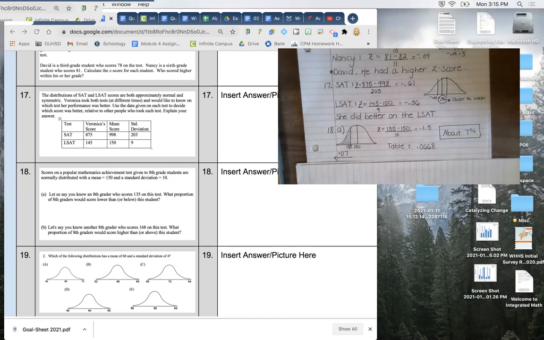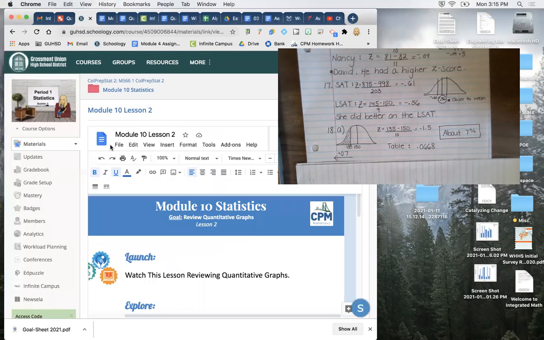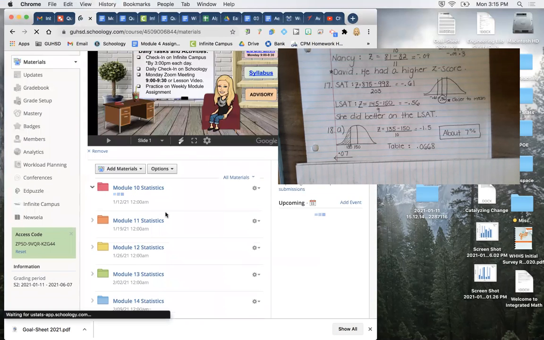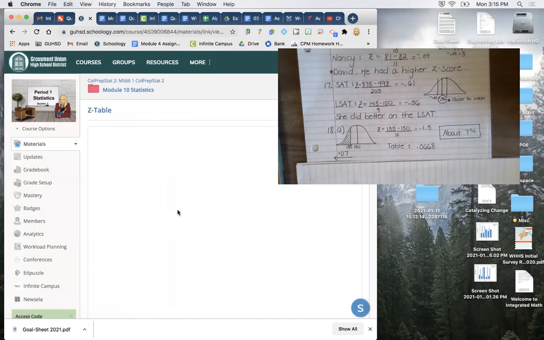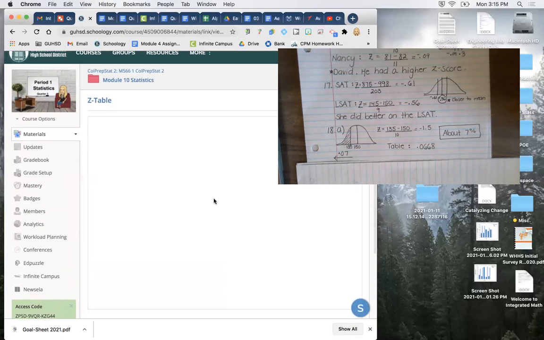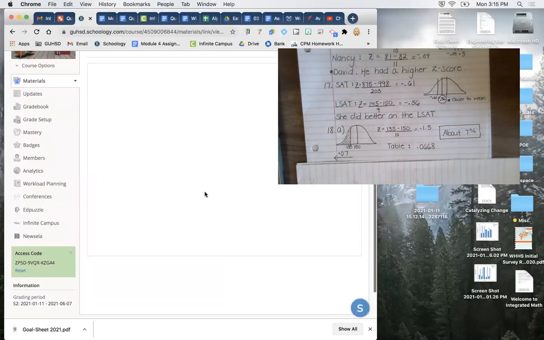So the way I'm getting this 7% is then I go to the table. Let me pull open the table for you really quick. I have put it down here for you to look at. So the Z table. Is it going to take me to the website? Oh no.